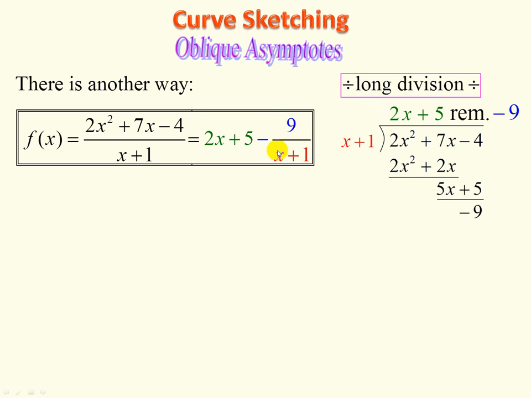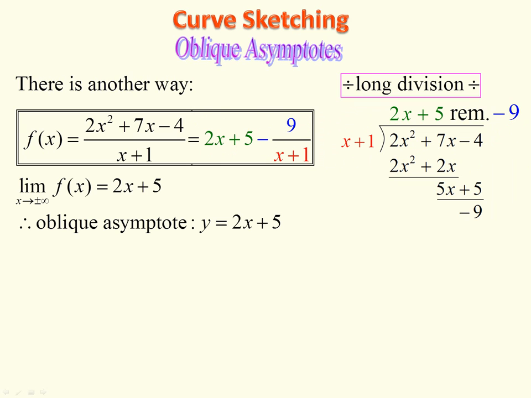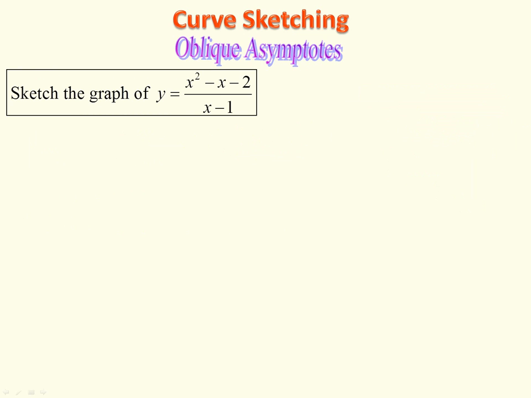As x tends to infinity, this is going to naught, and we're going to end up with that. There's your oblique asymptote: y equals 2x plus 5. It's the quotient part of the division. Let's draw a graph. So we're going to go through the steps. I'm not going to labor the point with the graphs because we've done a lot of them already. So we're just going to practice, and I'm going to concentrate more on the oblique asymptotes.